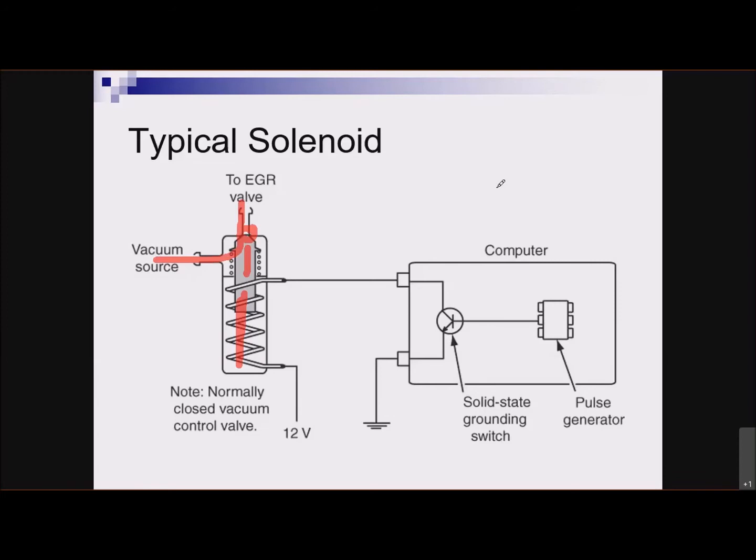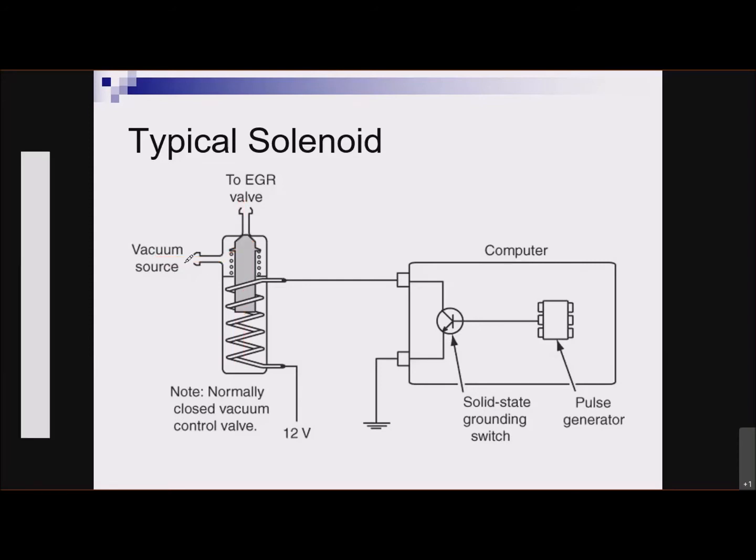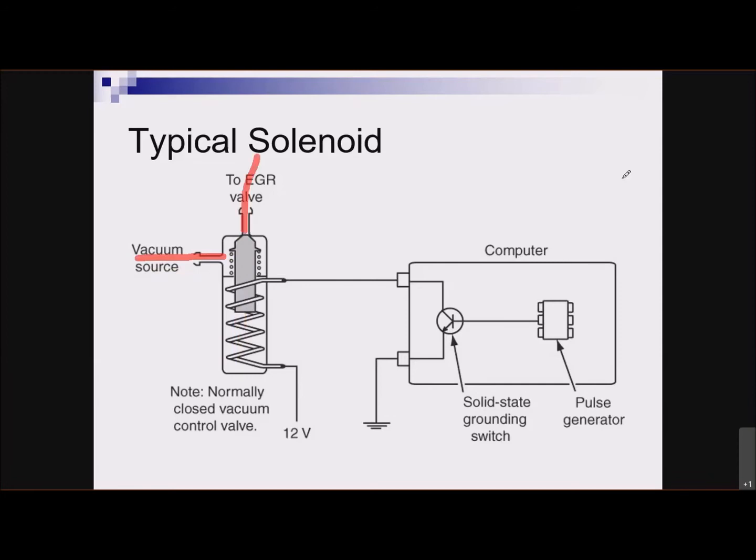But you could apply the same concepts to a fuel injector. Instead of a vacuum source, this would be fuel pressure, and when the valve opens, fuel would spray out here. So it can be vacuum, it can be fuel, it can be transmission fluid if this is a shift solenoid. There's just all kinds.